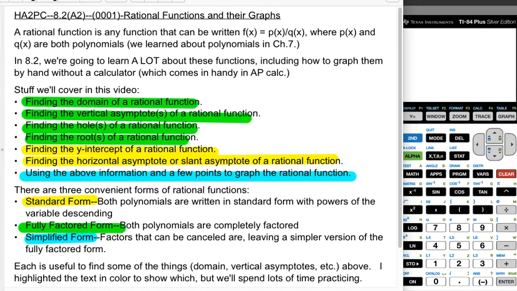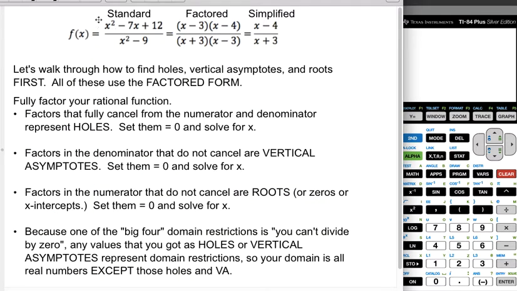All right, so let's walk through. So here's a rational function. So you can see that we have an x squared minus 7x plus 12 on top, and we have an x squared minus 9 on the bottom. Standard form would have these polynomials both in the standard form. Factored form would have the numerator and denominator both fully factored. And simplified form would notice that the x minus 3 cancels from both of these, leaving you with this simple form.